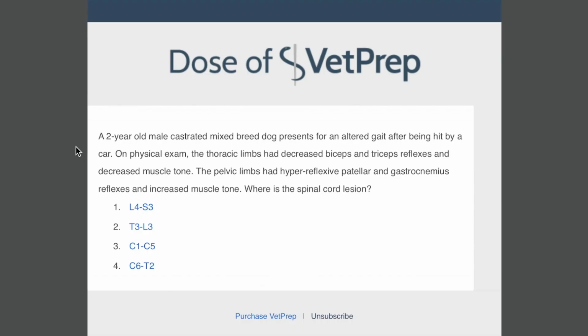So here we go. We have a 2-year-old male castrated mixed breed dog who presented to you for an altered gait after being hit by a car. On physical exam, the thoracic limbs were showing decreased biceps and triceps reflexes along with decreased muscle tone. The pelvic limbs had hyperreflexive patellar and gastrocnemius reflexes and increased muscle tone. Where is the spinal cord lesion?